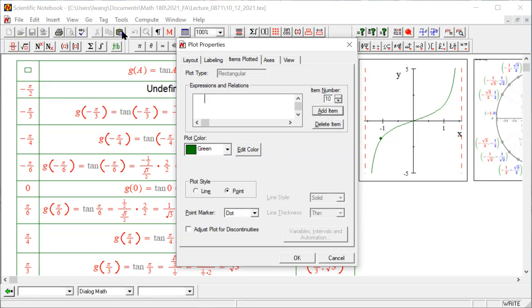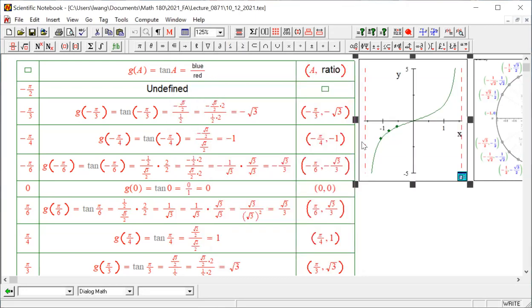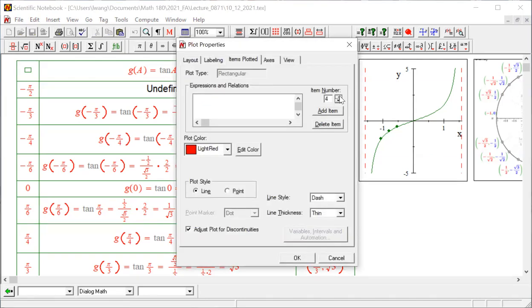So we're going to add the point. Add another point. So that's negative pi over 6. Right? So that's going to be negative root 3 over 2, and root 3 over 3, sorry. Okay. So these are the 3 dots over here. And then we have the 0. We add a 0.